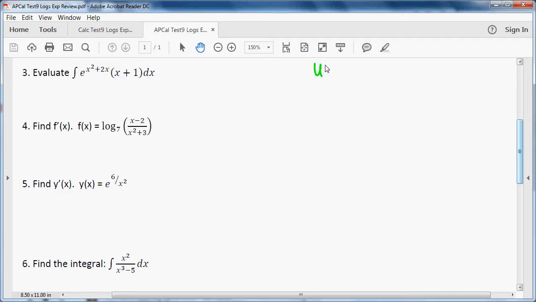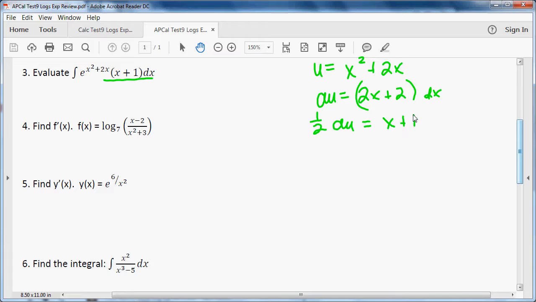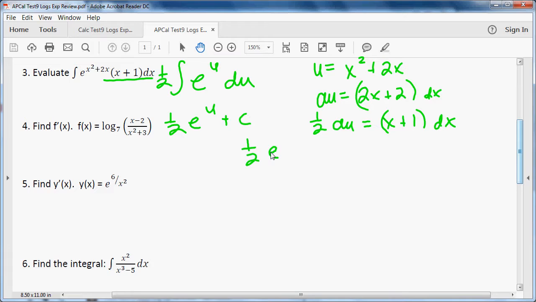so we'll make u equal to the denominator, x squared plus 2x. The derivative of that is 2x plus 2 dx. So to make that match x plus 1 dx, we'll need to divide both sides by 2. That gives us 1/2 integral of e to the u du. Antiderivative of e to the u is e to the u plus c. So we end with 1/2 e to the x squared plus 2x plus c.